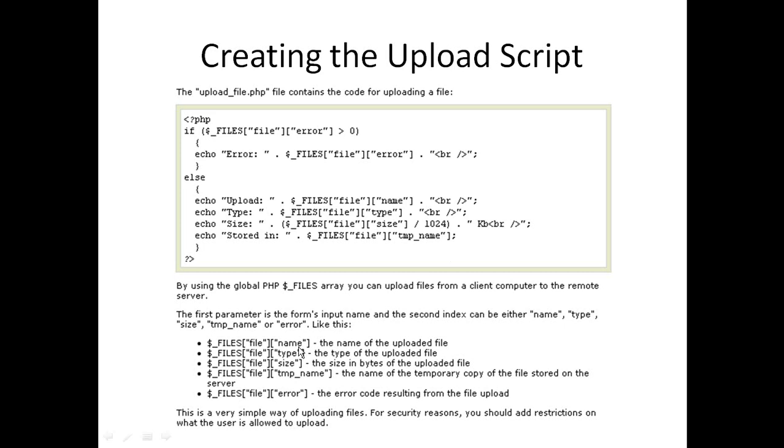By using the global PHP FILES array, you can upload files from a client computer to a remote server. The first parameter is the form's input name, and the second index can be either name, type, size, tmp_name, or error, like this. And it gives you what they are: name, the name of the uploaded file; type, the type; size, the size; tmp_name, the name of the temporary copy; and error, the error code resulting from the file upload.